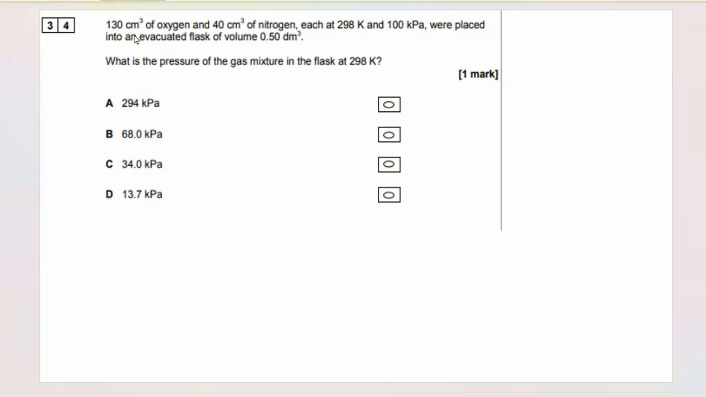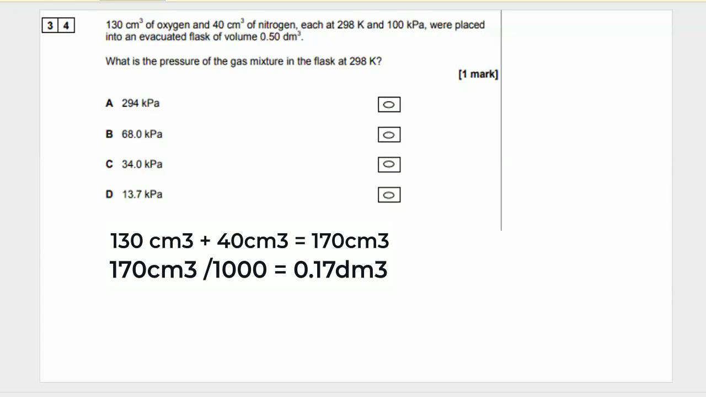130 centimeter cubed of oxygen and 40 centimeter cubed of nitrogen, each at 298 K, 100 kilopascals, were placed into an evacuated flask of volume 0.5 decimeters cubed. Now we've got standard pressure and temperature. So at this point, volumes of the gases are equivalent to their moles. So we can find out the mole fraction and times it by the total pressure, times it by 100. So we're going to do 130 plus 40 equals 170 divided by 1,000 to get 0.17 decimeters cubed as a volume.